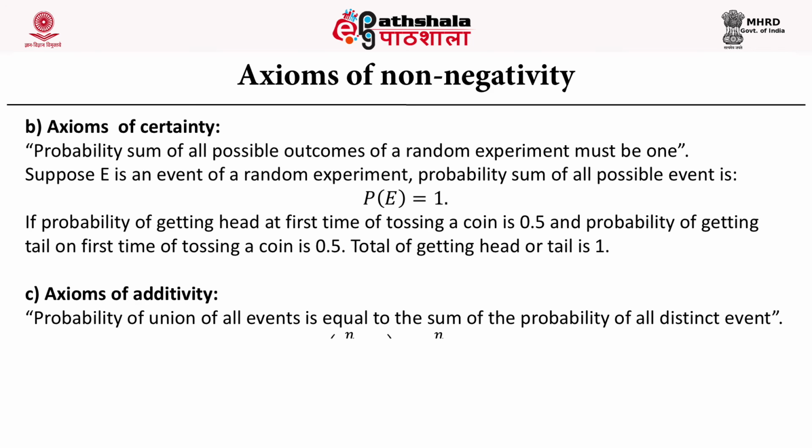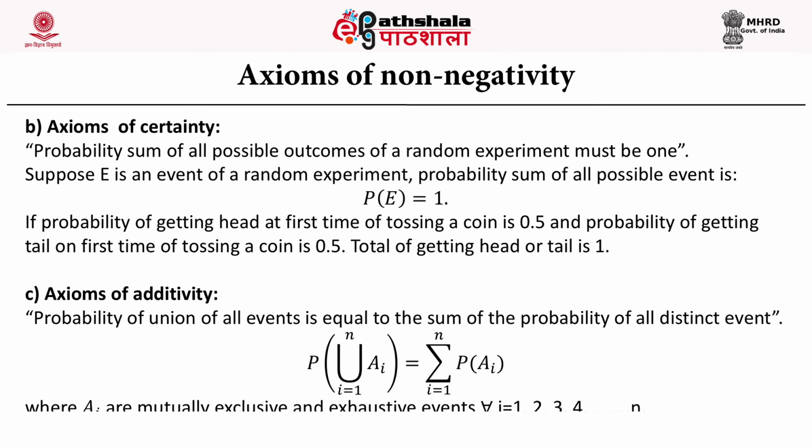Now axiom of additivity. Probability of union of all events is equal to the sum of probability of all distinct events. It means if you are taking the union of all events, if they are mutually exclusive, then it should be equal to summation of probability of events, where Ei's are mutually exclusive events for all values of i varying from 1 to n.